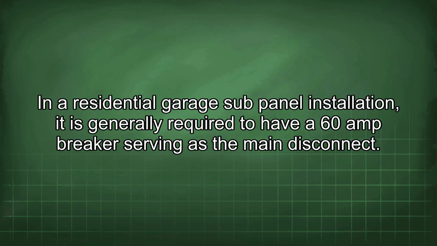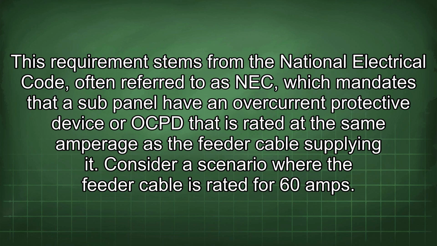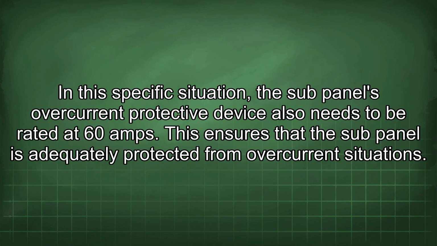In a residential garage sub-panel installation, it is generally required to have a 60-amp breaker serving as the main disconnect. This requirement stems from the National Electrical Code, often referred to as NEC, which mandates that a sub-panel have an overcurrent protective device, or OCPD, that is rated at the same amperage as the feeder cable supplying it. Consider a scenario where the feeder cable is rated for 60 amps. In this specific situation, the sub-panel's overcurrent protective device also needs to be rated at 60 amps. This ensures that the sub-panel is adequately protected from overcurrent situations.